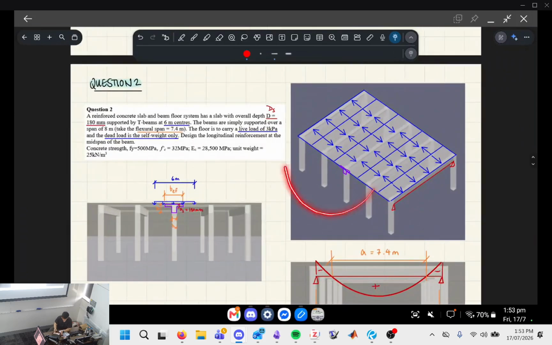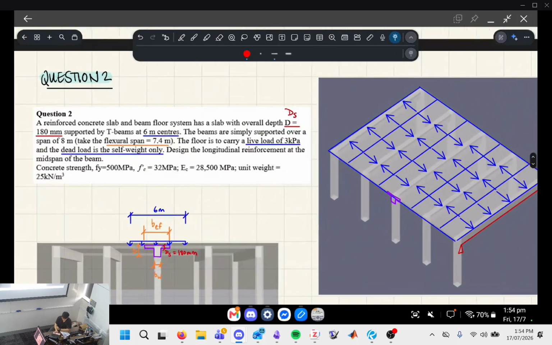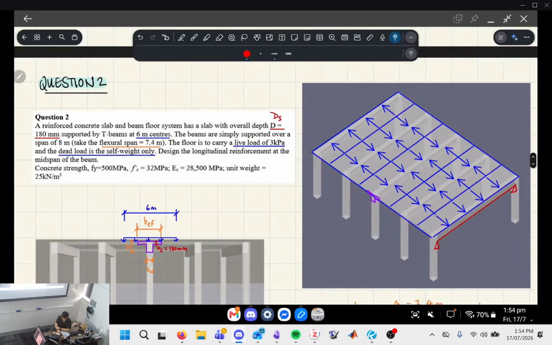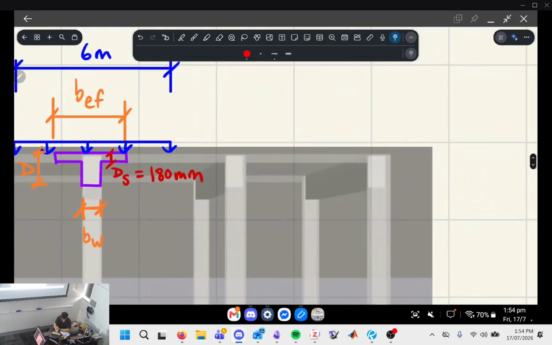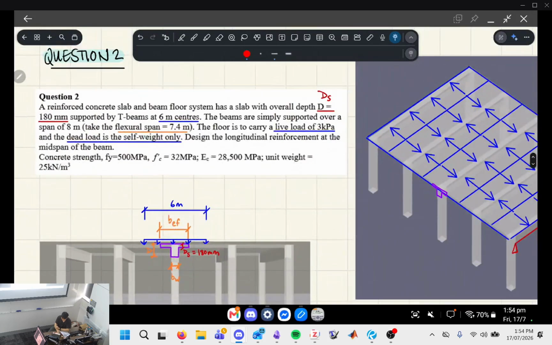Does this look familiar to you? This is a 3D model that I modeled up in Blender. I hope it illustrates to you how the loading will work when we run through the question. Okay, so let's read the question first, just so we're all on the same page. It says, a reinforced concrete slab and beam floor system has a slab with a depth of 180 millimeters. So that's referring to the thickness here of the slab. It's supported by T-beams at 6 meter centers.